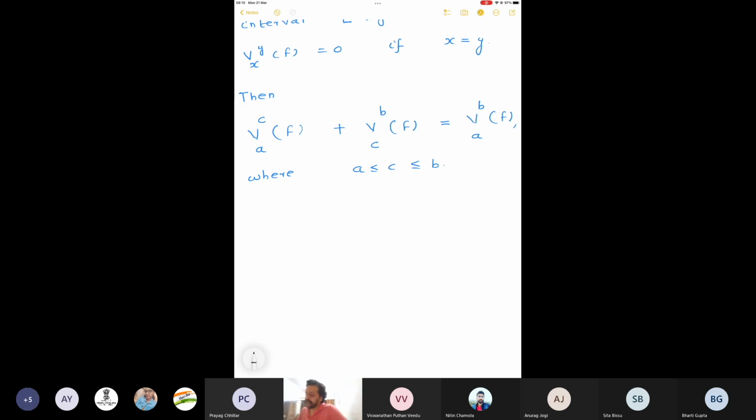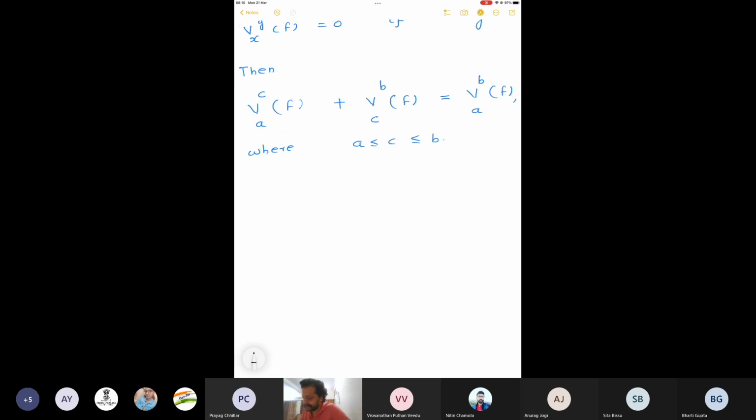That's not hard. In order to talk about variation, total variation, you need to talk about variation over a partition. So let us start with a partition. Let P be a partition of AB.